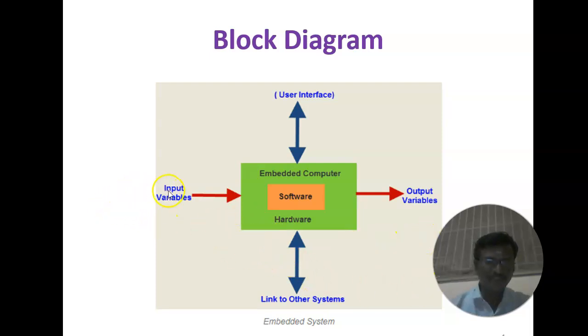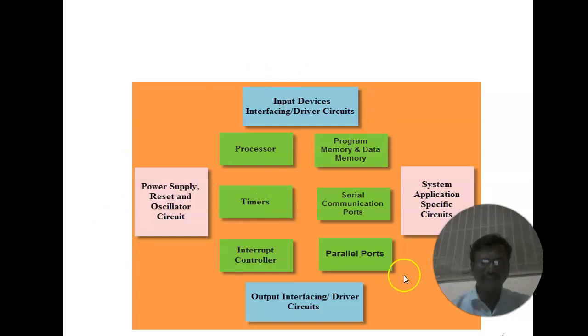And this is the simple block diagram of the embedded system. It accepts the input variables and produces the output variables, and it can also be used to connect with other user interfaces. Also this embedded system or embedded computer can be connected with other systems. So this is the general block diagram. This embedded system contains both the hardware and software. In the next slide we will see what the building blocks inside of this hardware and software are, that is, in the embedded system.